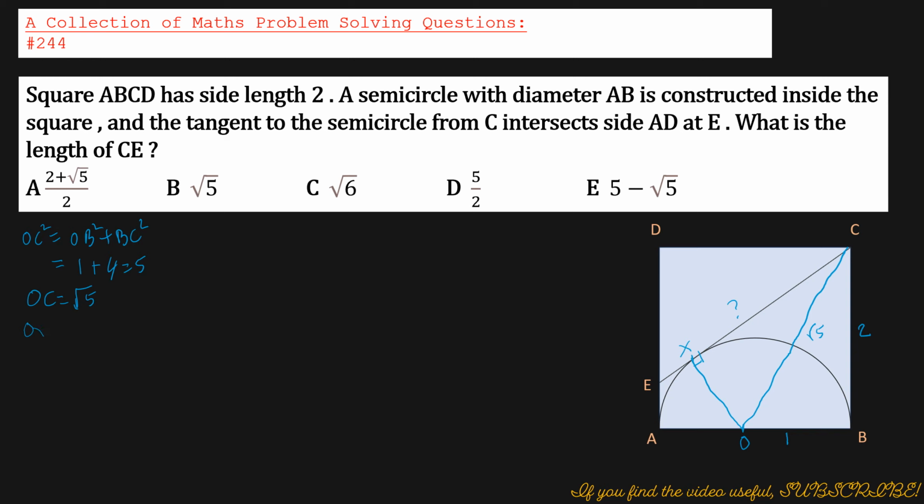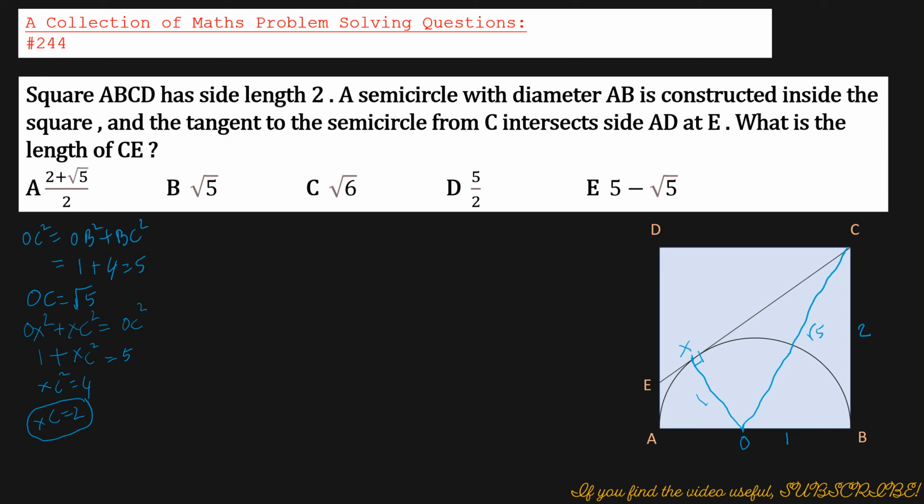OX square plus XC square equals OC square. I know OX is 1 because it's a radius as well, so that's 1, plus XC square, we don't know what XC square is, equals OC square, that would be 5. So XC square would be 4 and XC would be 2. So this is the next thing I found, that XC is 2.